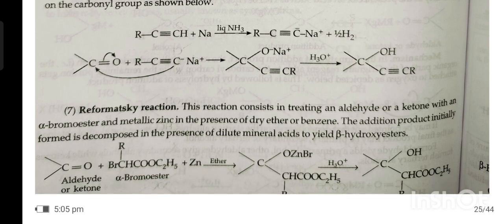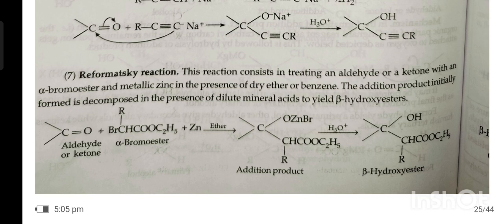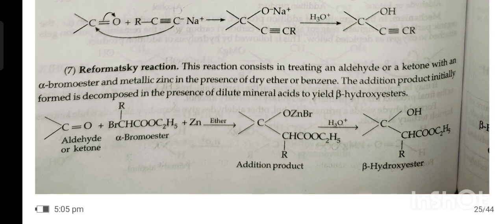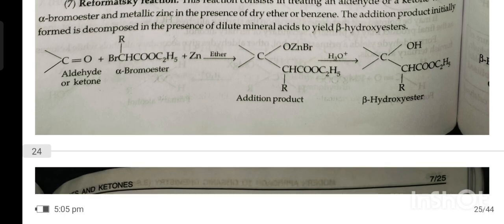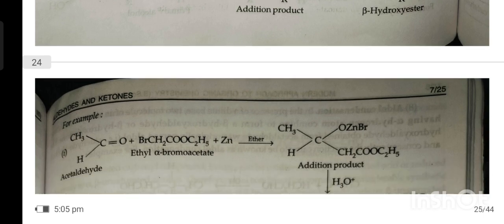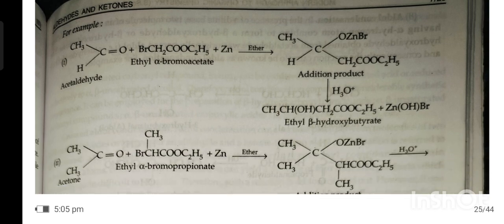Seventh, Reformatsky reaction. The reaction consists in treating an aldehyde or ketone with an alpha-bromo ester and metallic zinc in the presence of dry ether or benzene. The addition product initially formed is decomposed in the presence of dilute mineral acid to yield a beta-hydroxy ester. For example, acetaldehyde plus ethyl alpha-bromoacetate plus zinc in the presence of ether gives an addition product, then hydrolysis gives ethyl beta-hydroxybutyrate.